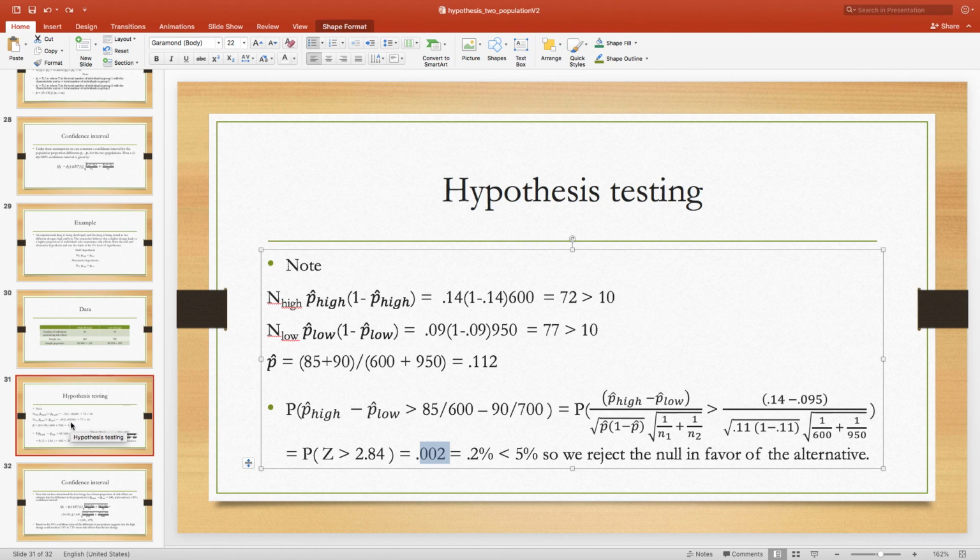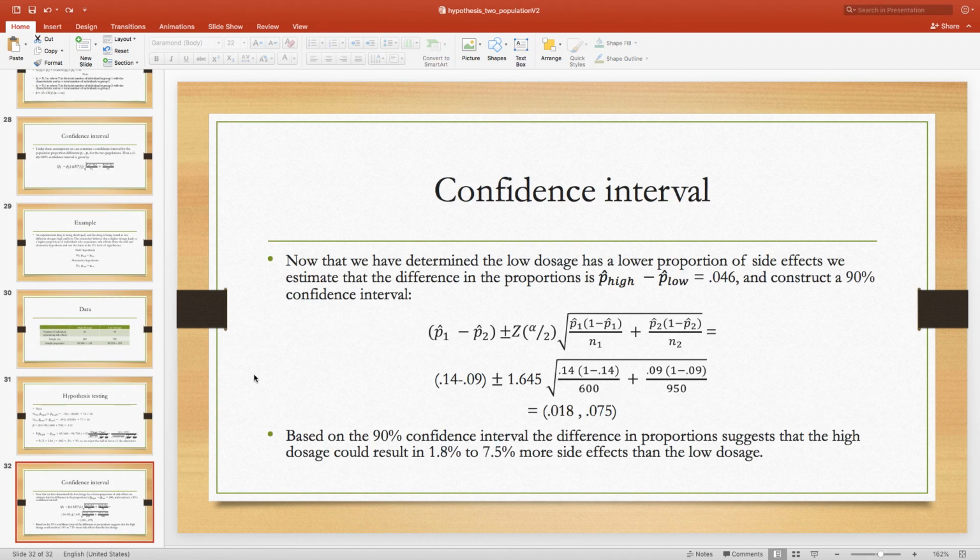So it is extremely unlikely that this difference is due to the random sample, and that it is more likely that the difference is actually a difference in population proportions, that low dosages cause a lower rate of side effects in the population. Okay, so let's construct a confidence interval to determine how large this difference could be. Now that we've determined that they have a lower proportion, let's see by how much.